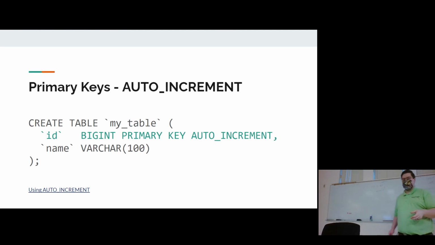Other versions of SQL do that a little bit differently, but that's how MySQL sets it up, with the keyword auto increment.